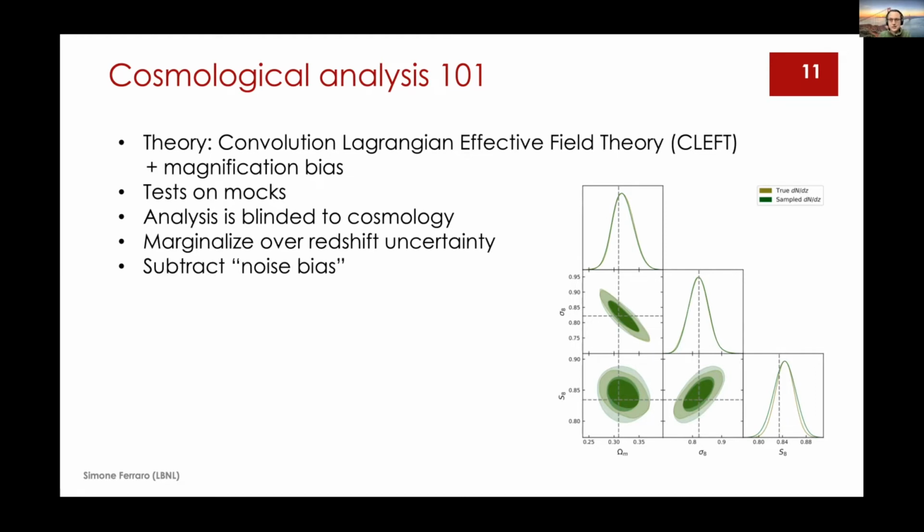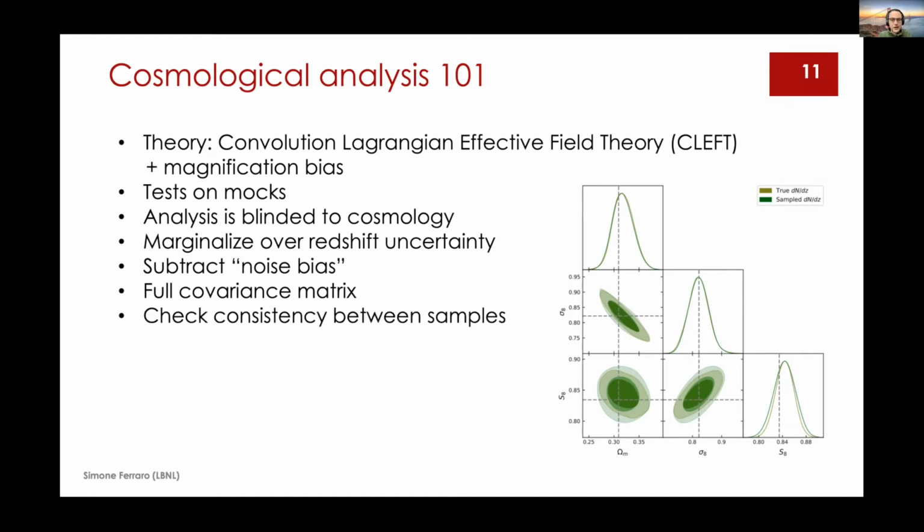When you do that, it turns out you pick up a small noise bias for reasons we understand, and we have to subtract that. We have a full covariance matrix of all the measurements, including the cross bins: the blue cross red bin, the blue cross green, the green cross red, etc. We have the full covariance matrix calculated analytically, and we've tested with mocks that it agrees reasonably well. We check consistency, then we unblind, and then we check consistency of cosmological parameters between the samples, and indeed we found them very consistent. So once we have consistent samples, we can combine them into full results.